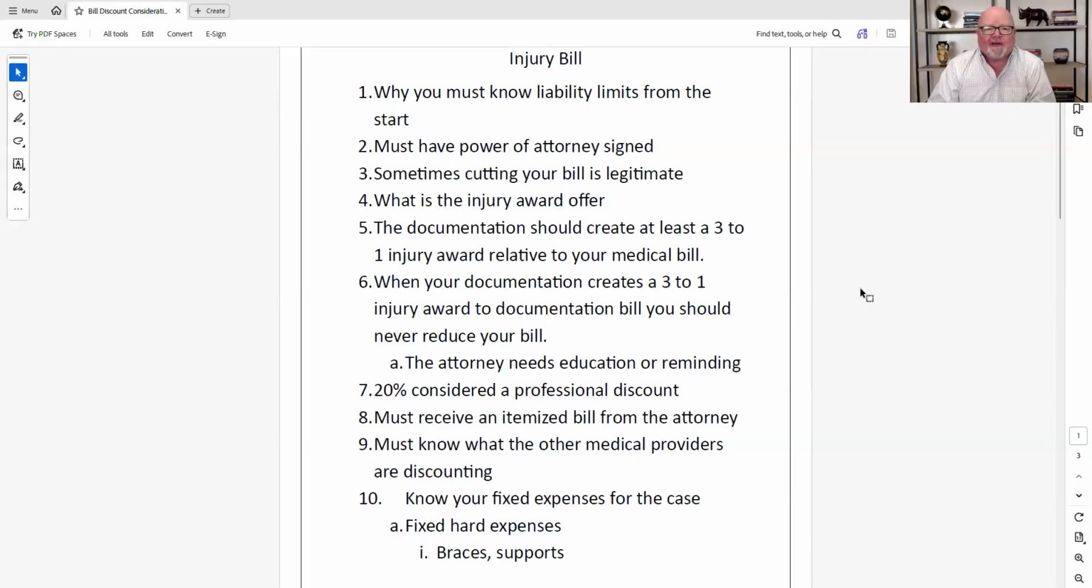Now, a lot of times they do it because they're just so used to doing it. I mean, at every case, they're just, hey, can you reduce your bill? Can you reduce your bill? Can you reduce your bill? Okay.